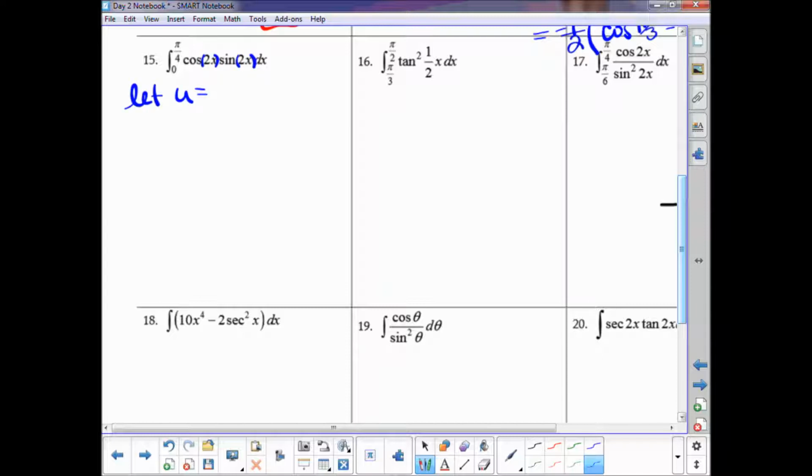Instead of choosing just my inside argument, let's let u be... Do we want it to be cosine or sine? I think sine, so we don't have to do it with negatives, right? Okay. So let's let u be sine 2x. What would du be? Cosine 2x times 2 dx. Do we agree with that?